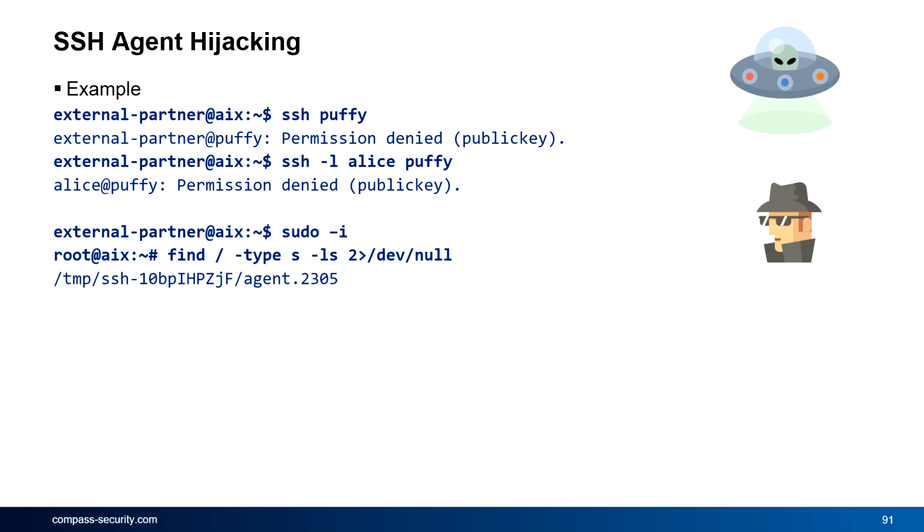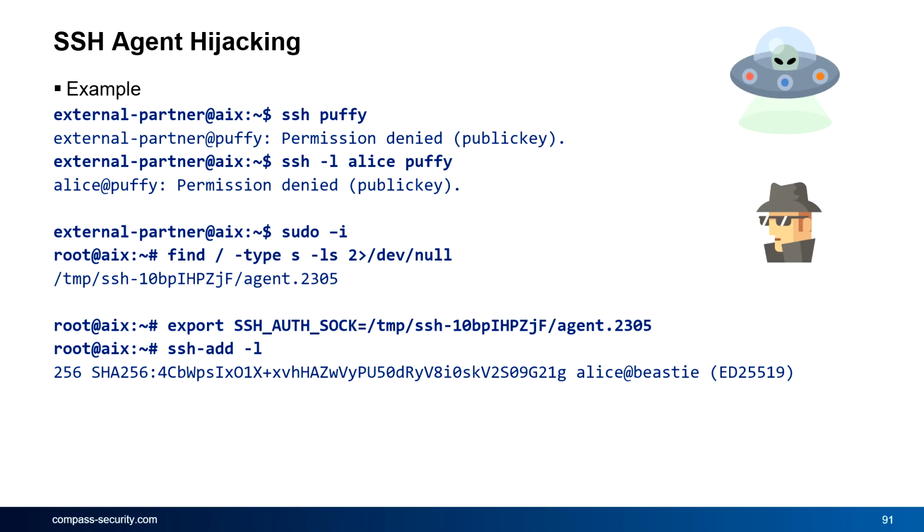So when changing to the root user, it's possible to search for sockets on the system. And there is a socket in /tmp/ssh-something/agent.process ID. So this means by elevating to root, the external partner now has access to such a socket. And also, just from the name, we can tell that probably this is an SSH agent running on the system, either started directly on the system or forwarded from another user.